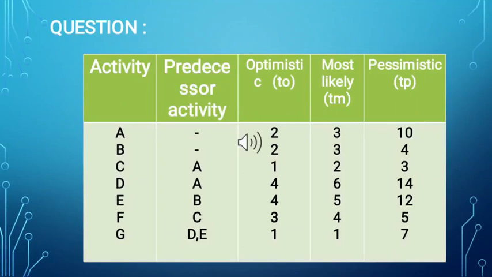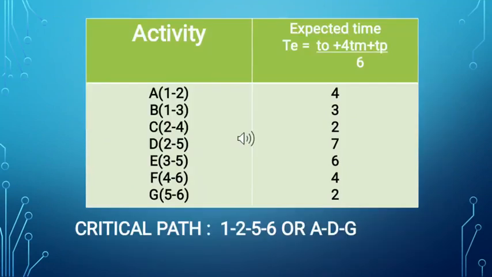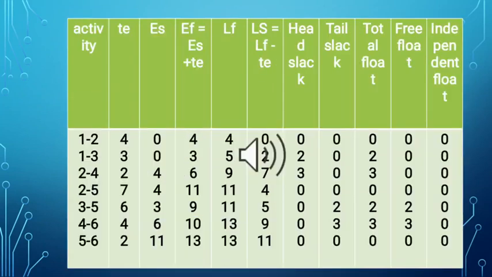Questions. Find the independent float, free float, and total float. The critical path of the given question is 1 to 2, 2 to 5, 5 to 6. The expected time is (To plus 4 Tm plus Tp) divided by 6. The given table gives solutions for the total float, free float and independent float.